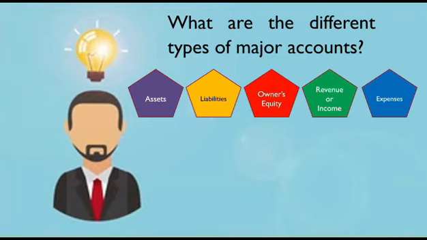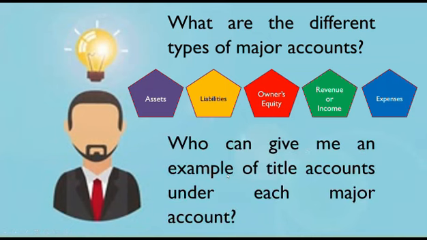Okay. Another question. Who can give me, class, an example of account titles under each major account? For example, any account titles that fall under assets, or any account titles that fall on liabilities. Anyone? For each account, just give me one example. For example, how about asset? Let me check. Yes, Kenneth. Accounts receivable, po. Under assets, po. Accounts receivable under asset.